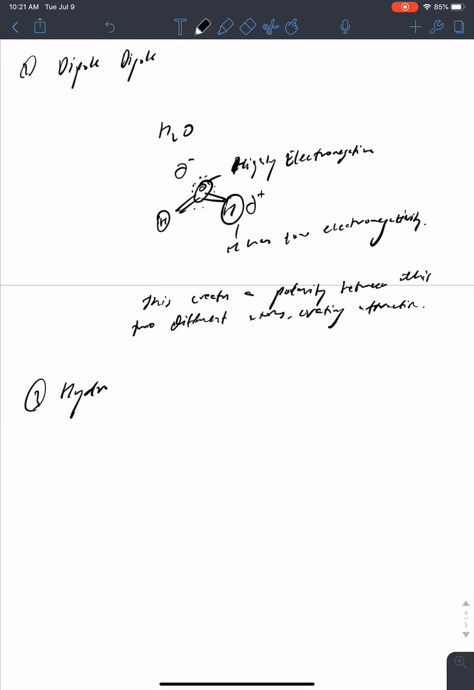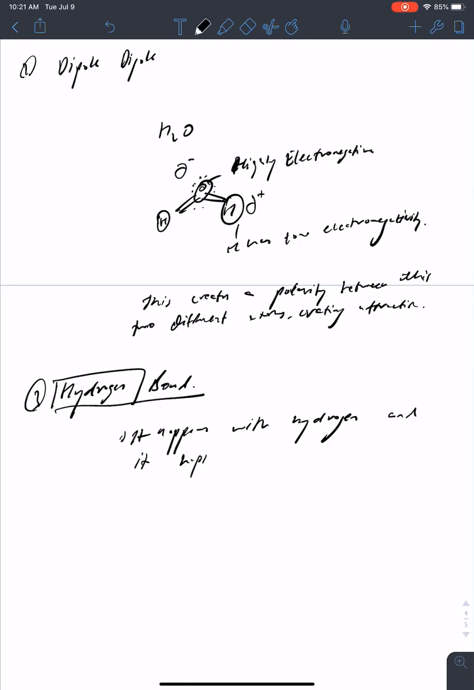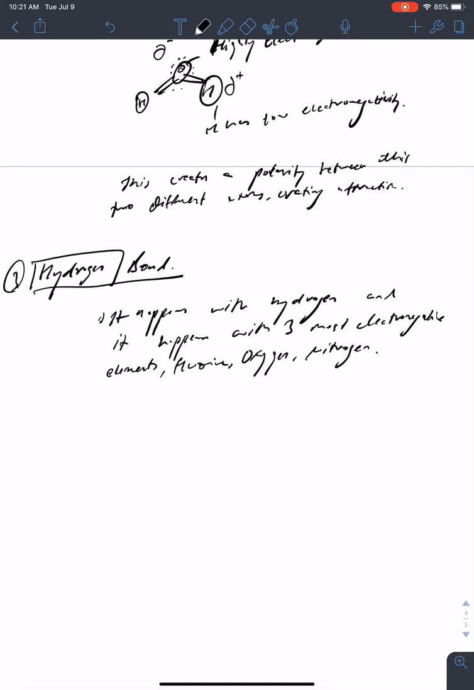hydrogen bond. And from the word hydrogen, we can see that it happens with hydrogen, and it happens with the three most electronegative elements: fluorine, oxygen, and nitrogen.